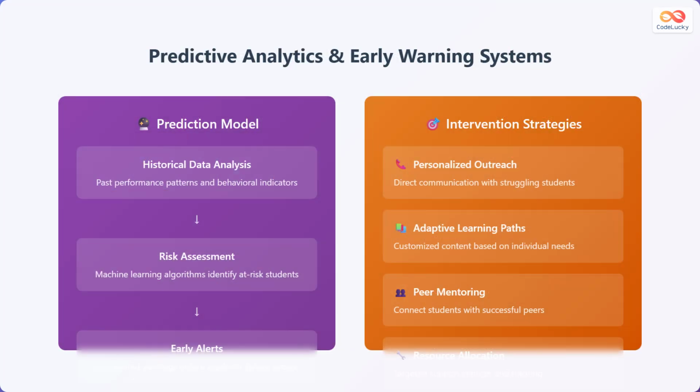Let's explore predictive analytics and early warning systems. The prediction model involves a few steps. It starts with historical data analysis, where past performance patterns and behavioral indicators are examined. Next comes risk assessment, where machine learning algorithms are used to identify students who are at risk. Finally, early alerts are generated to provide automated warnings before academic failure occurs. Some of the intervention strategies are personalized outreach, adaptive learning paths, peer mentoring, and resource allocation.